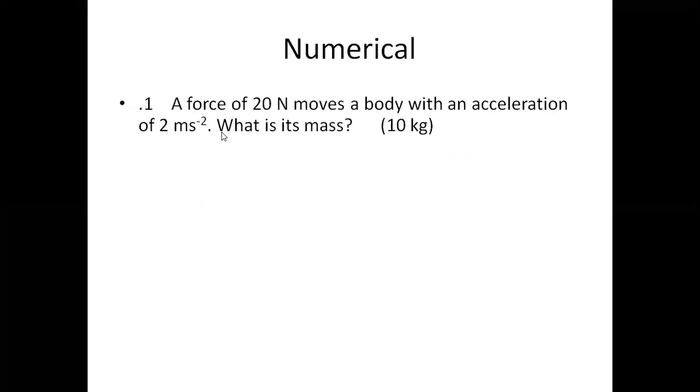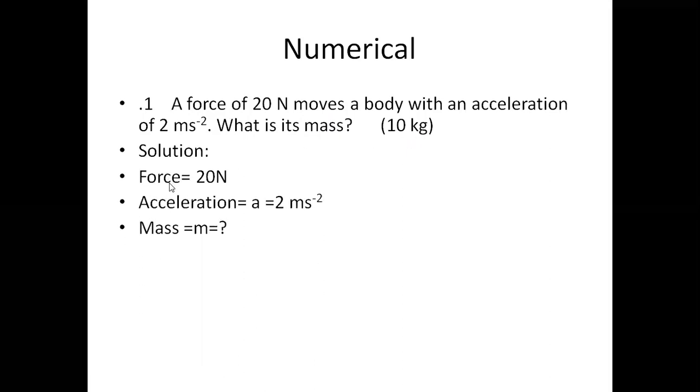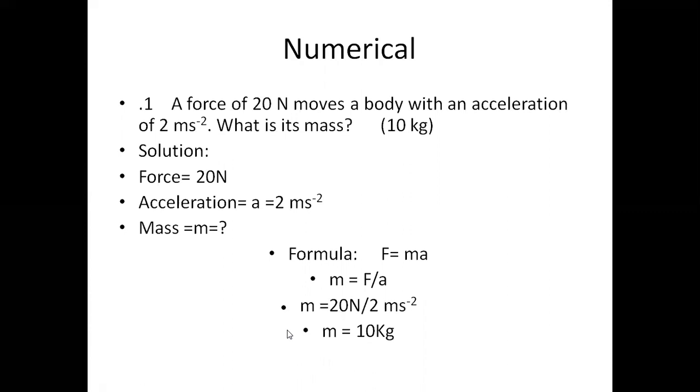The first numerical says a force of 20 Newton moves a body with an acceleration of 2 meter per second squared. What is the mass? The answer should come 10 kilograms. So the solution is, first of all, we have a force of 20 newtons. Acceleration which is given to us is 2 meter per second square, and we have to find the mass. By applying the second law of Newton, F is equal to ma, we get m is equal to F over a, just by rearranging this formula. We divide 20 by 2, we get 10 kilograms, and hence our answer is 10 kilograms.